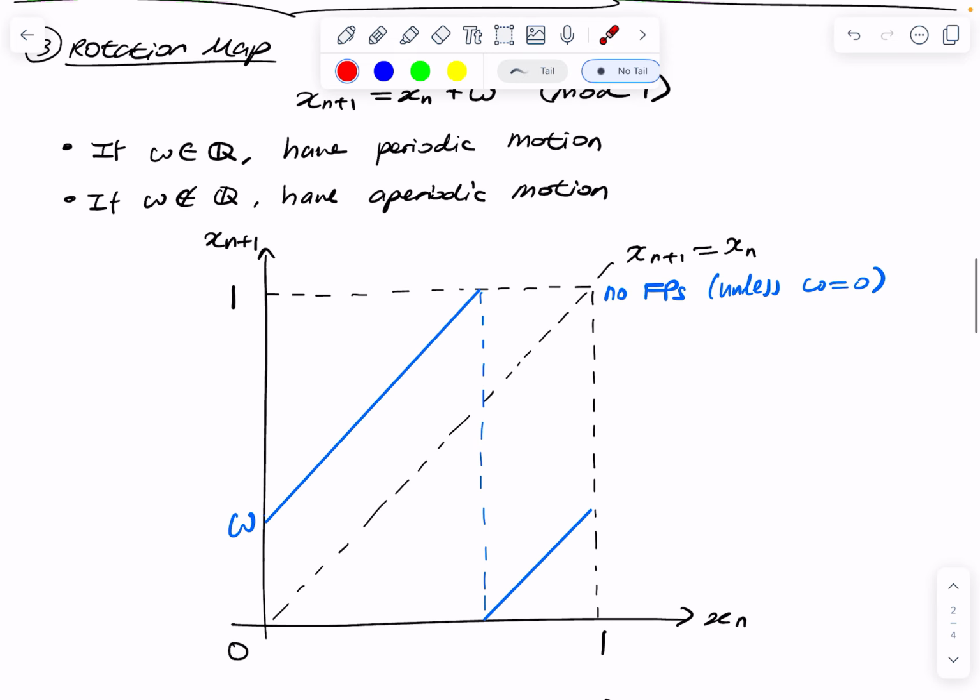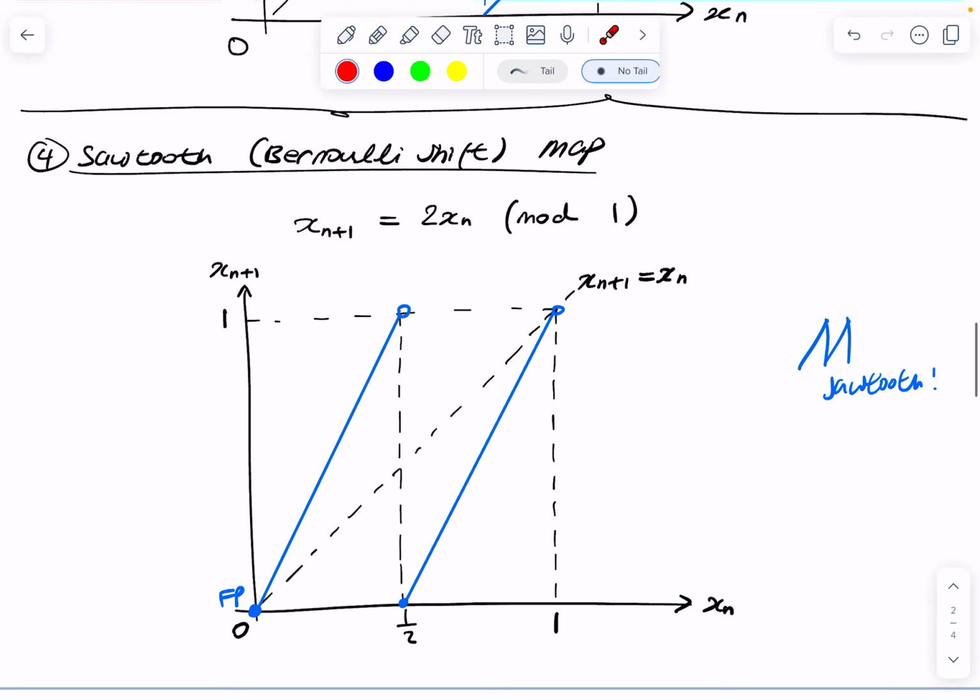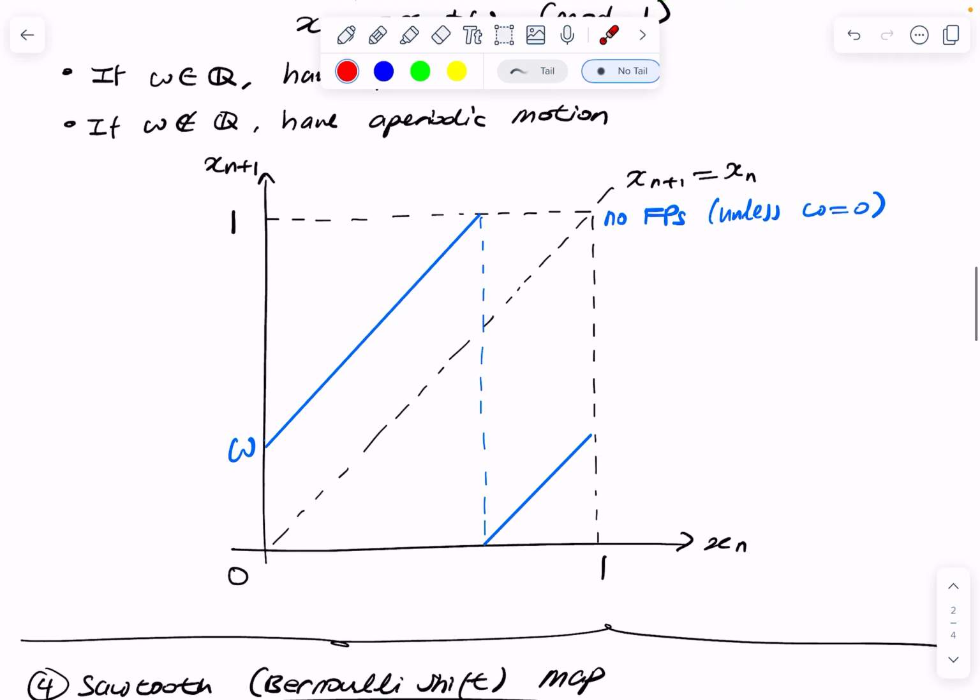You might say that if omega is irrational and we have a periodic motion, the forward orbit of any point is going to, I think, be dense in the interval 0, 1. So in other words, we can name any real number in the range 0, 1, and the forward orbit of omega should hit that at some point. I believe. I could be wrong.